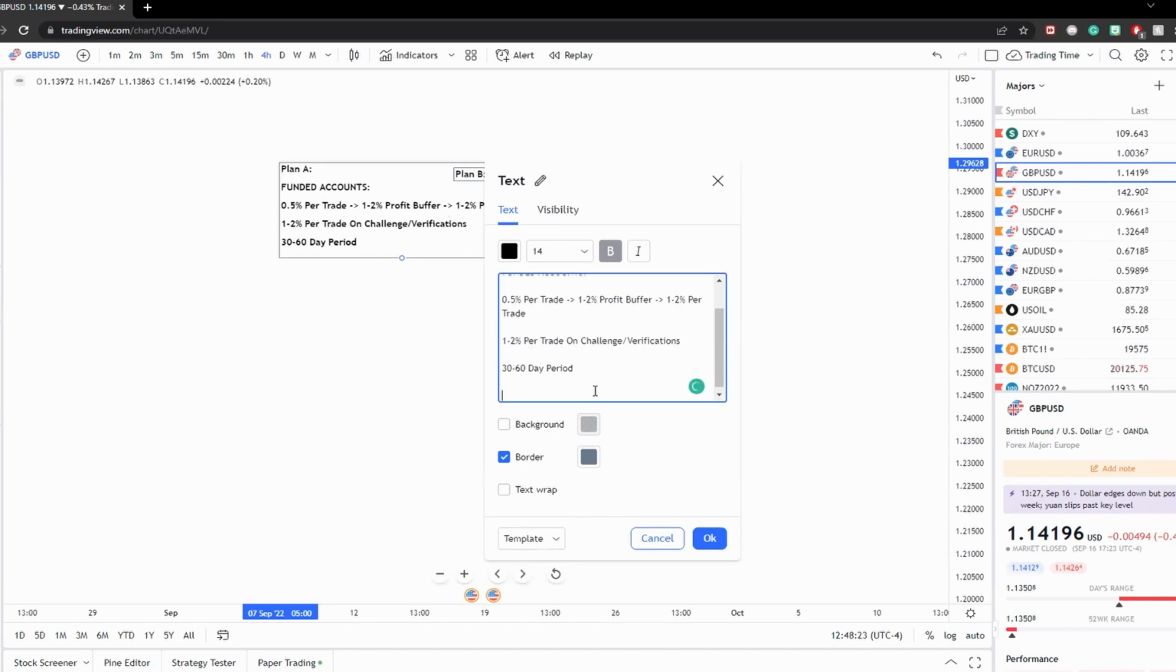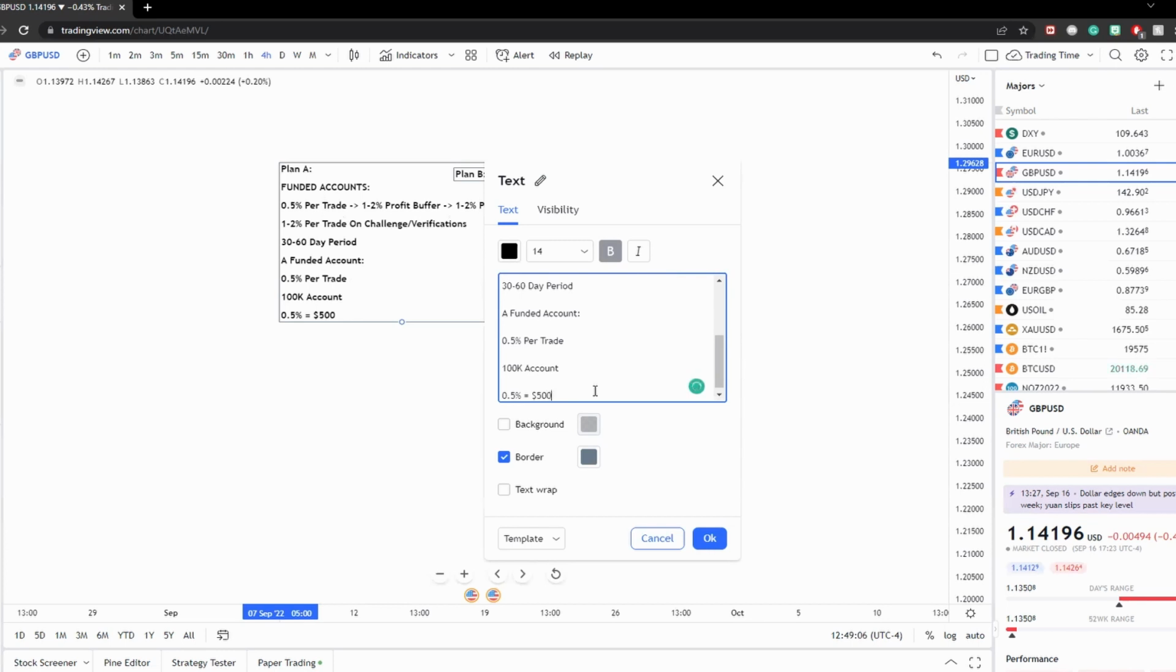Now, if you have a funded account, for me, I do 0.5%. Very simple, 0.5% per trade, and I never up it to one because there's no time period. So 0.5% per trade is more than enough. Let's say your account size is $100,000, a 100K account. 0.5% is $500 per trade.